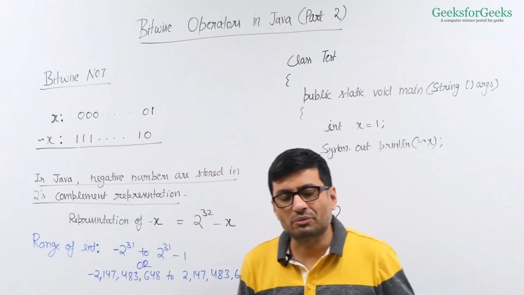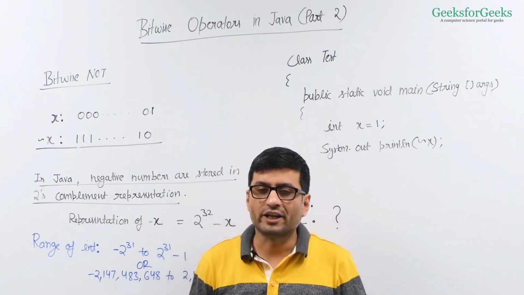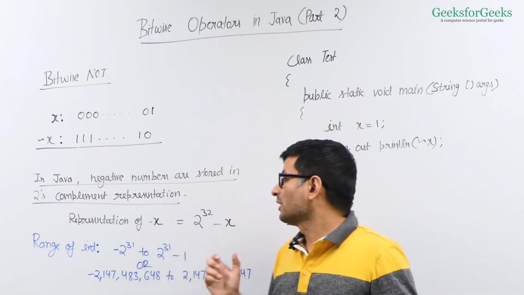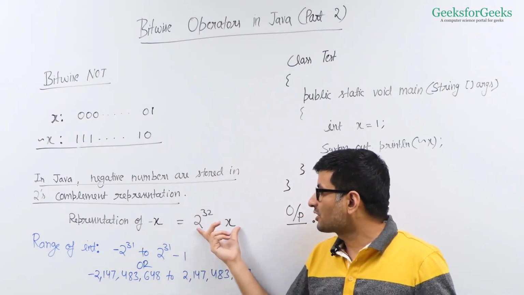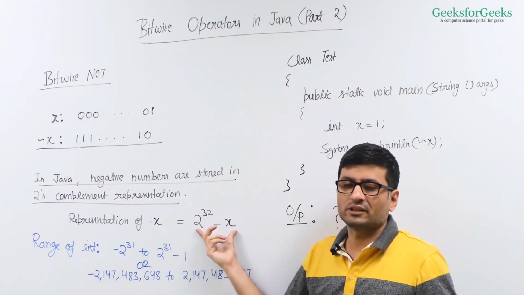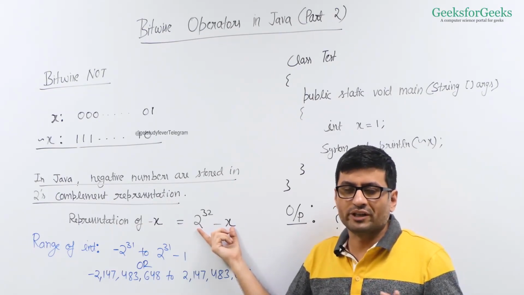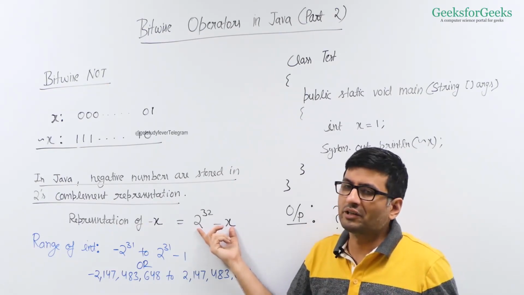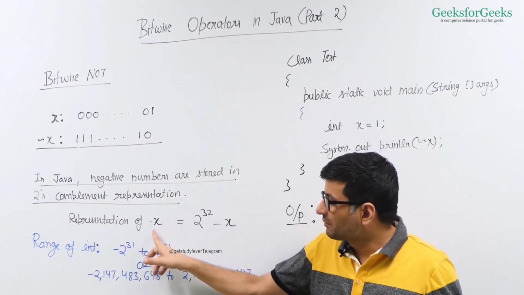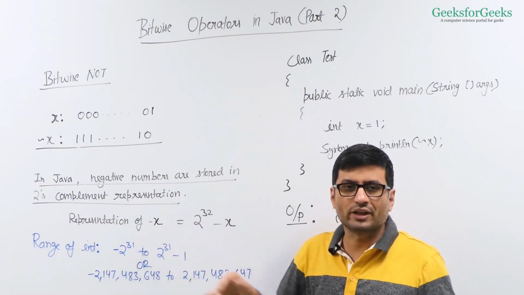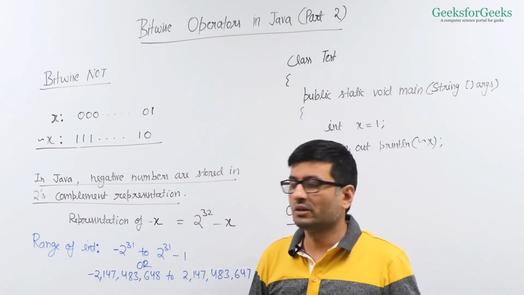Now 2's complement representation is: if you are given a negative number minus x, its 2's complement representation is 2 raised to the power 32 minus x. You simply get this number, do simple decimal to binary conversion of this number. Whatever binary representation you get, that's the binary representation of minus x. That's how negative numbers are represented in Java.